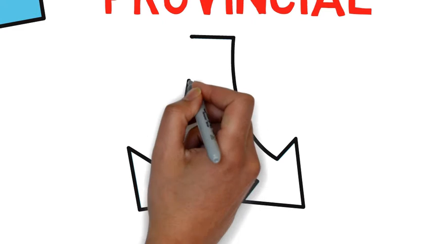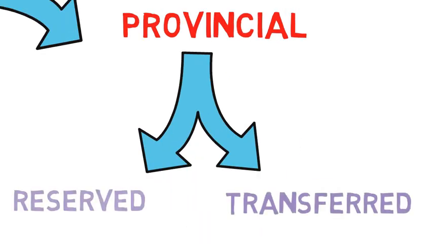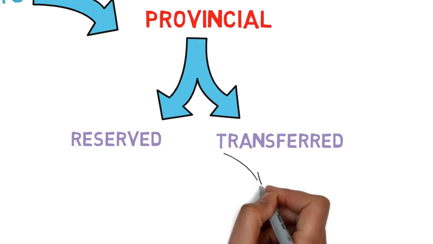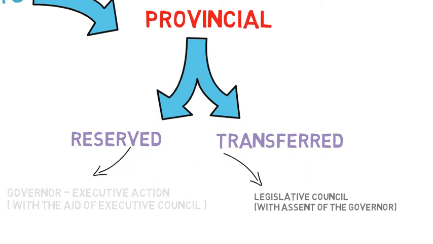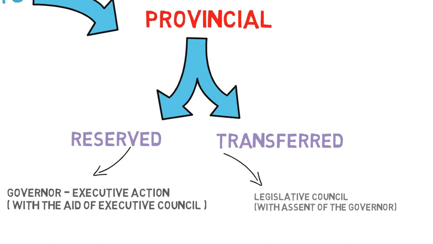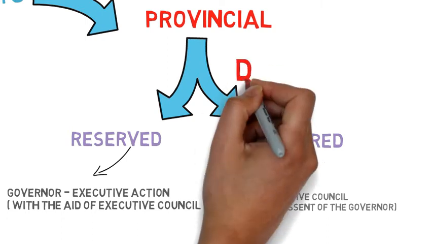The provincial subjects were further divided into two parts, transferred and reserved. The transferred subjects were to be administered by the governor on the aid and advice of the Legislative Council, but the reserved subjects were to be administered by the governor and his Executive Council without being responsible to the Legislative Council. Thus, the Legislative Council could legislate only on the matters included in the transferred subject. It had no say on the matters included in the reserved subjects. Only the Viceroy, with the aid and advice of his Executive Council, could make regulations on these subjects. This scheme of governance was known as diarchy.